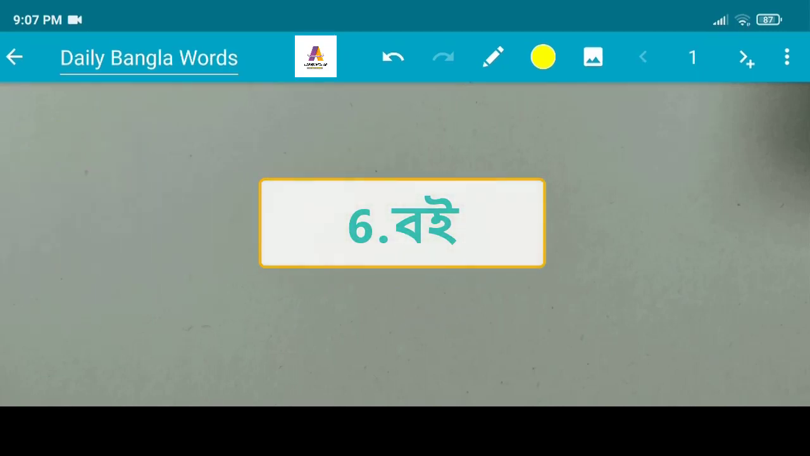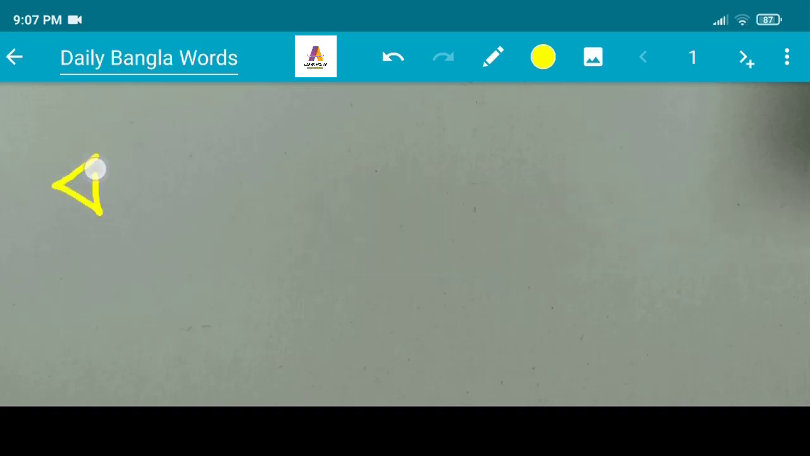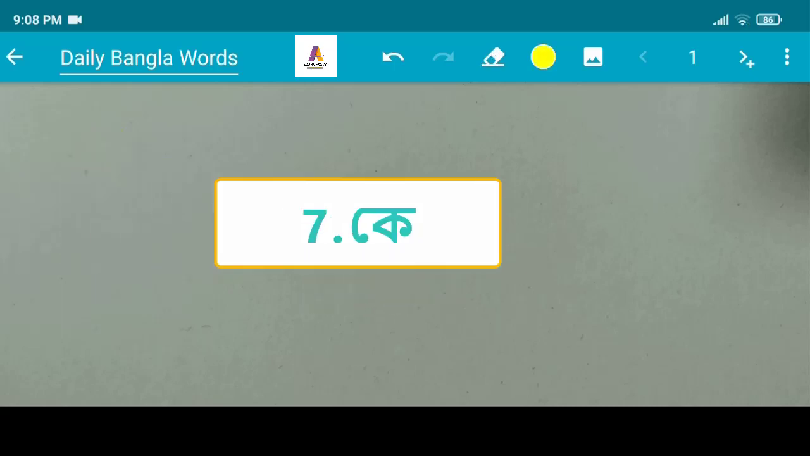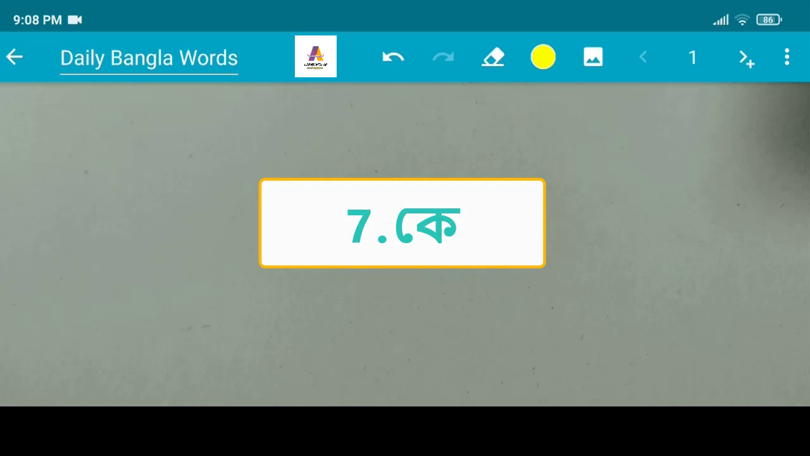Boy. Boy means book in English. Alright, so let's move to another word here, guys, which is pretty much easy to write in Bangla.